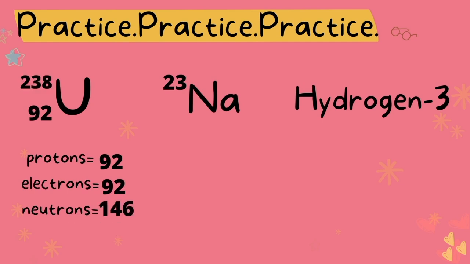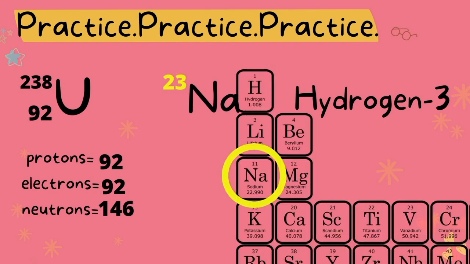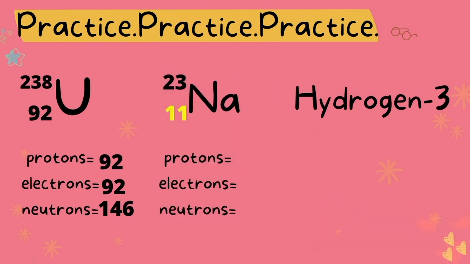Next, we have sodium, and the mass number is given, but we're missing the atomic number. Simply, we look at the periodic table, find sodium, and see that the atomic number is 11 given here. Keep in mind, if you were to get a problem that looks like this, you will likely be given a part of the periodic table to find the atomic number. Atomic number is not something you are expected to memorize. Okay, so we have 11 protons, 11 electrons, and 12 neutrons.